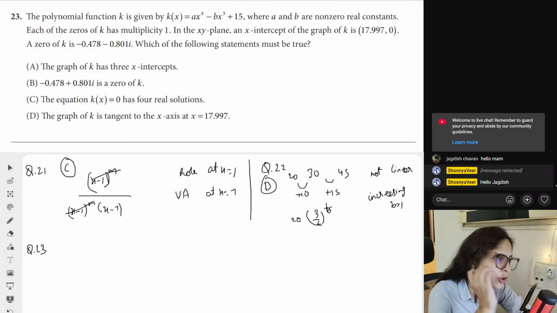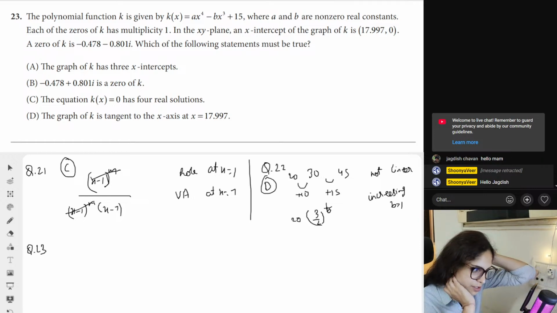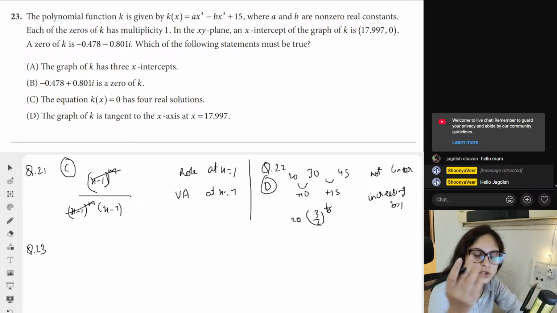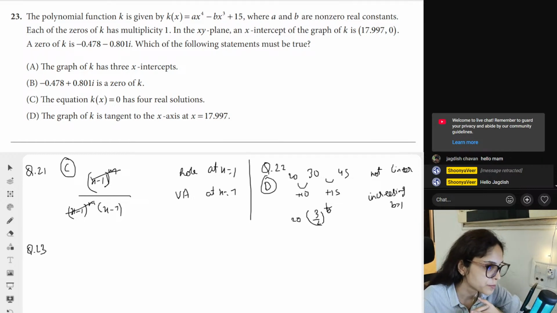Question number 23. The polynomial function k is given by k of x is equal to ax to the power 4 minus bx cube plus 15. a and b are non-zero real constants. Each of the zeros has a multiplicity 1. In the xy plane, an x-intercept is 17.997, 0. A zero of k is negative 0.478 minus 0.801i. So one complex zero is given to you, and complex zeros always occur in pairs. So it cannot have 3 x-intercepts because 2 of them are complex zeros. So the maximum intercepts that it can have is going to be 2. So option A is wrong.